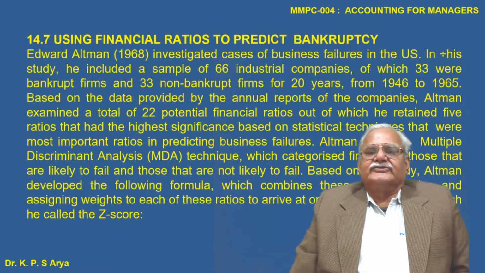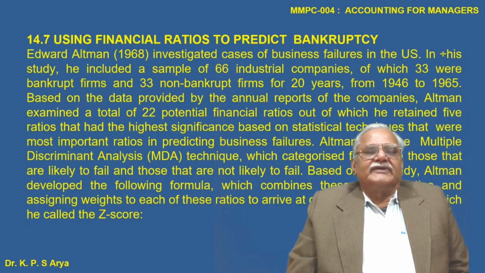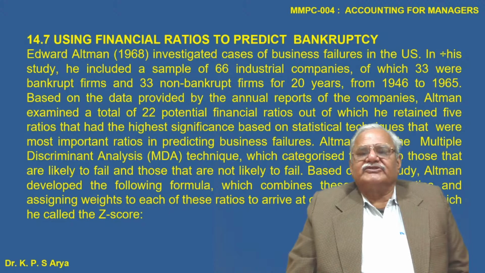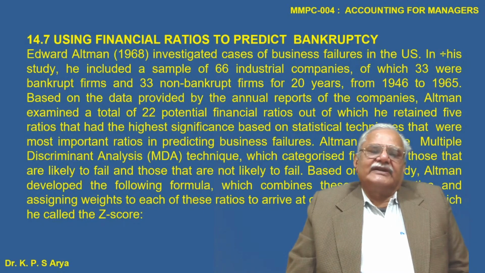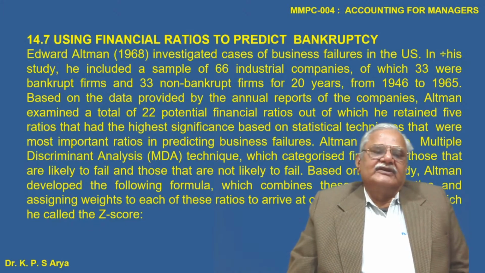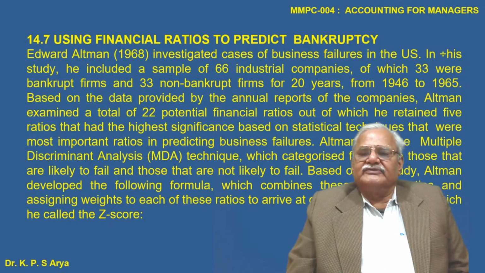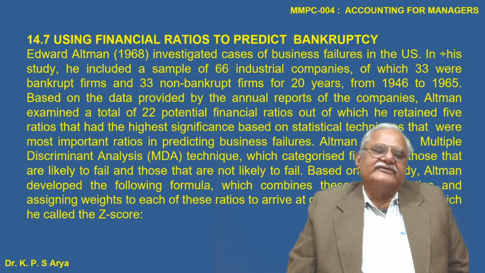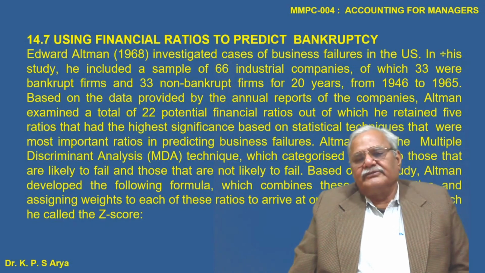Now, the financial ratio to predict bankruptcy. Edward Altman, in 1968, investigated cases of business failure in the US. In this study, he included a sample of 66 industrial companies, of which 33 were bankrupt firms and 33 non-bankrupt firms, for 20 years, from 1946 to 65. Based on the data provided by the annual reports of the companies, Altman examined a total of 22 potential financial ratios, out of which he retained five ratios that had the highest significance based on statistical techniques and were the most important ratios in predicting business failures.